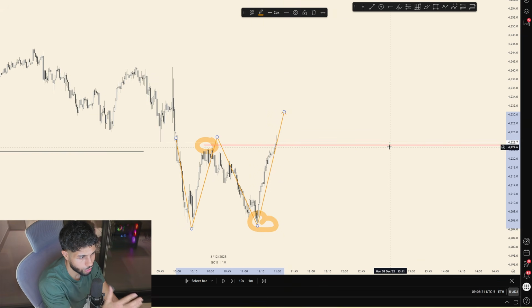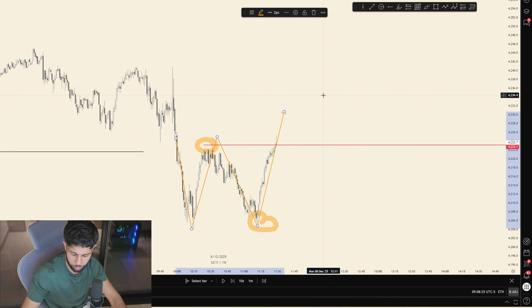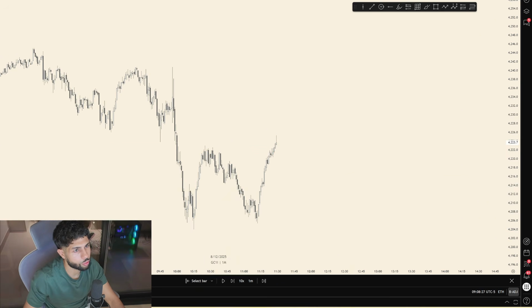This broke. It's also a W pattern, I like to call it. You can see a W pattern. This is a sign of a reversal. It's how I read market structure. So I'm looking for a long.